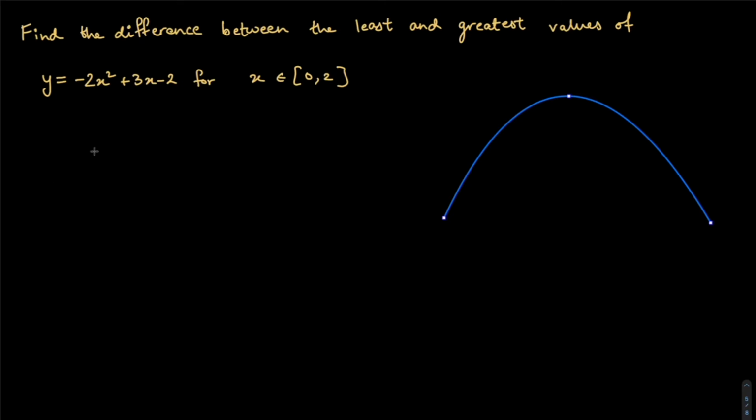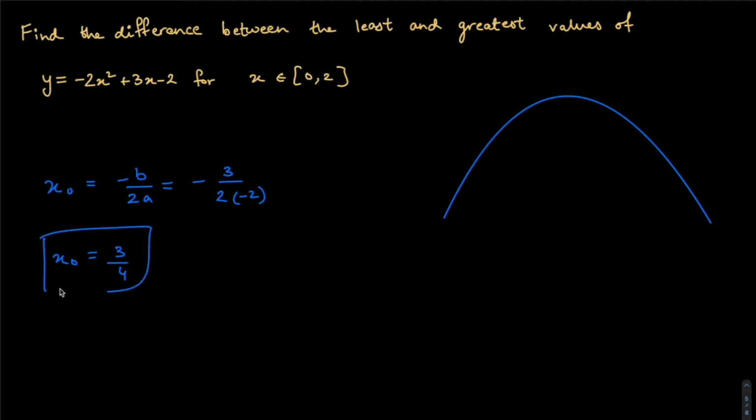Next thing I'm going to do is find the vertex, right? So to find the vertex, I'm going to write x naught is equal to minus b by 2a. So minus b is negative of 3, upon 2 times negative 2. So x naught is 3 by 4, right? So this point, something like this, and maybe I'll draw a line like this. So this is 3 by 4.